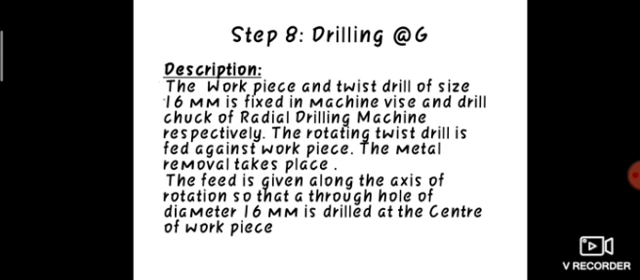The description of drilling: the workpiece and the twist drill of 16 mm are fixed in the machine vise and the drill chuck of the radial drilling machine respectively. So the rotating twist drill is fed against the workpiece, from which a 16 mm diameter hole is drilled in the workpiece.